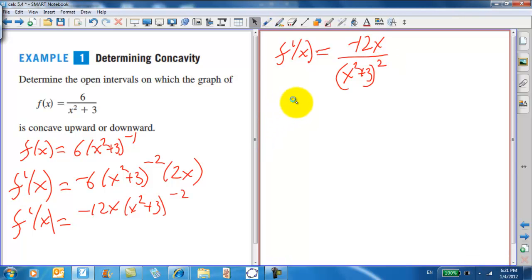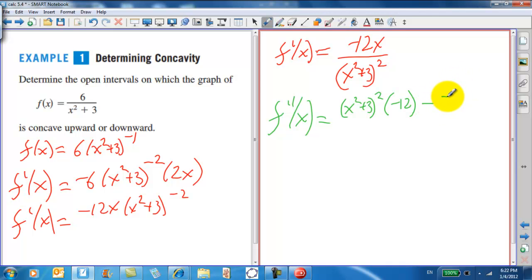So by the quotient rule, to do the second derivative: bottom, (x squared plus 3) squared, times the derivative of the top, which is negative 12, minus the top, which is negative 12x, times the derivative of the bottom, which is going to be 2 times (x squared plus 3) times 2x, all over the bottom squared. Oh, this is getting messy.